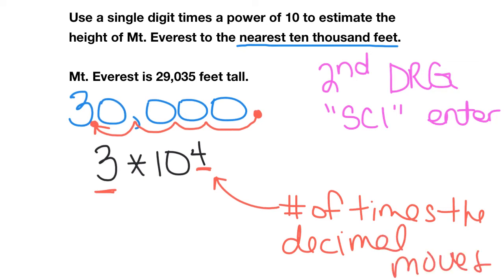And if the decimal goes to the left from a large number, the exponent will be positive. But if we move the decimal to the right with a very small number, then the exponent is going to be negative, just like in the next example.